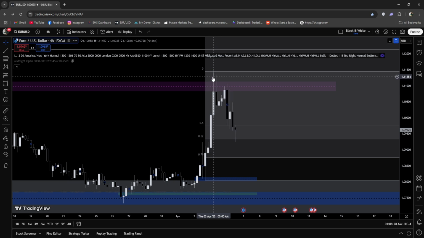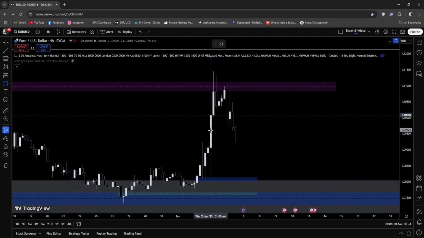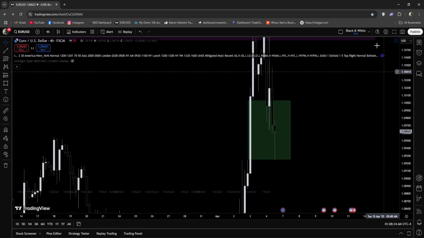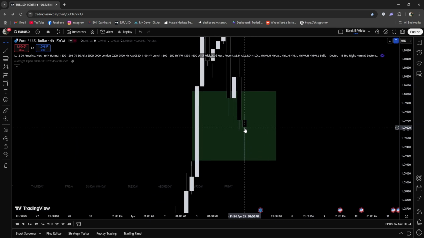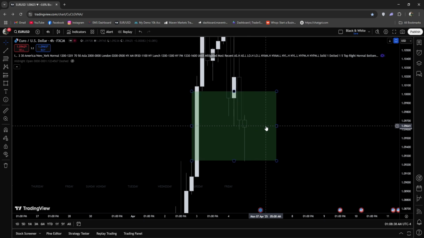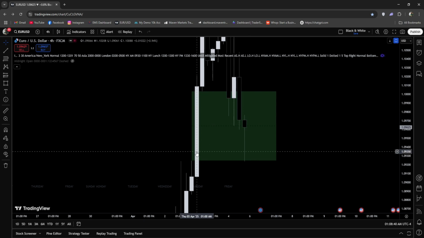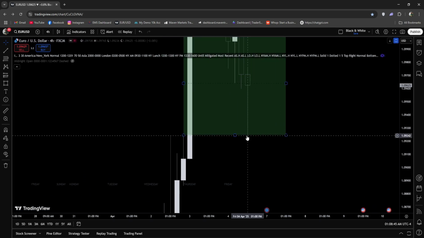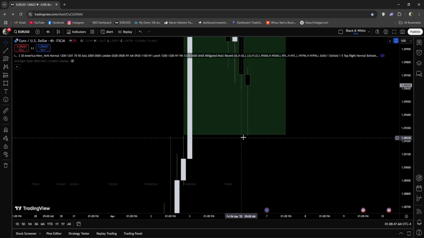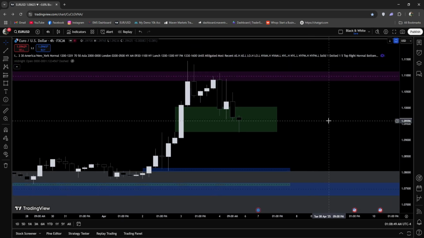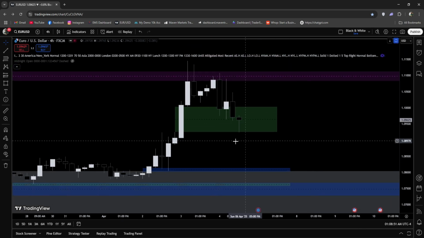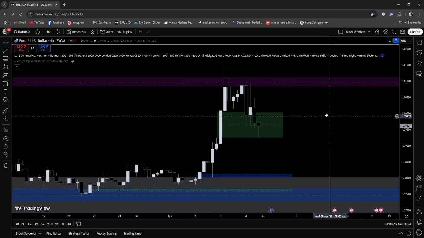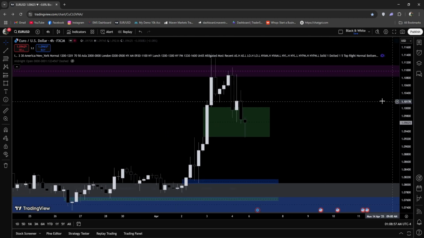Look, look at the body closing right at the midpoint of this fair value gap, right? Isn't it respecting it? Look, this is so perfect, guys. This is the algorithmic price delivery. Even after Trump news, it is still respecting these things. That is really amazing to see.